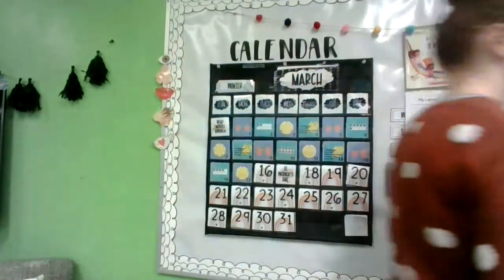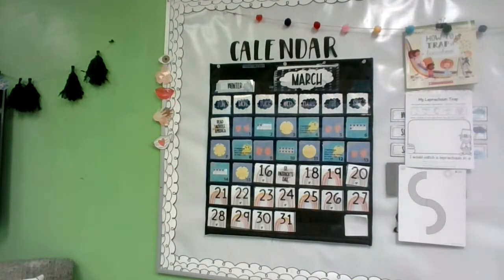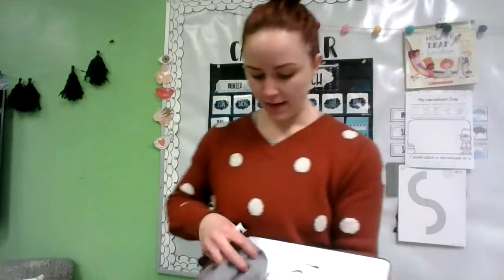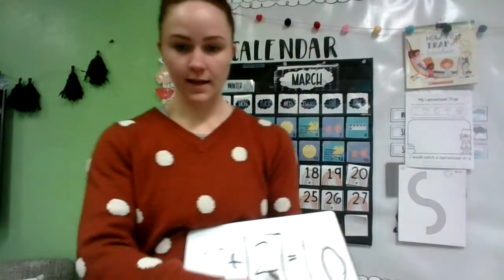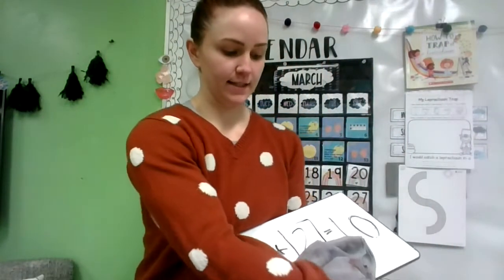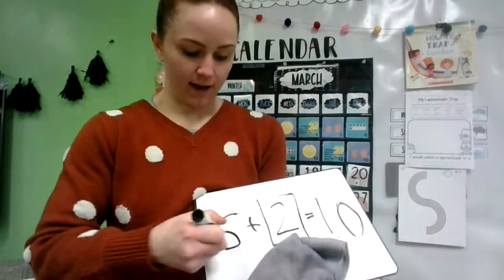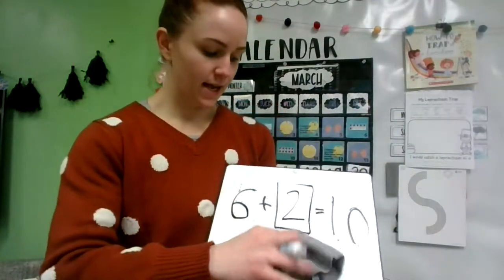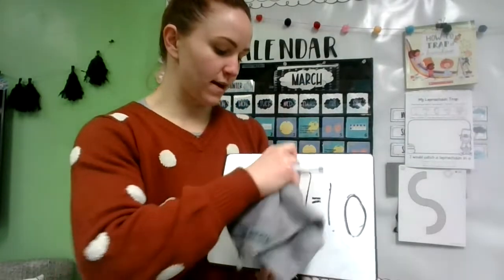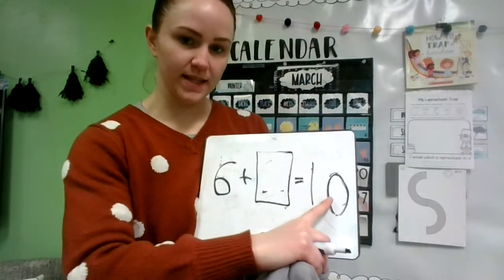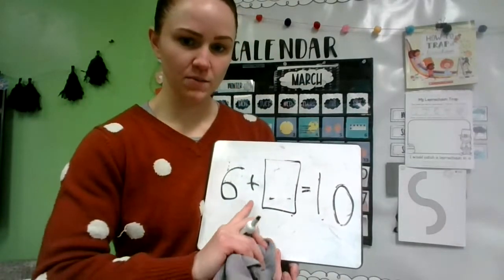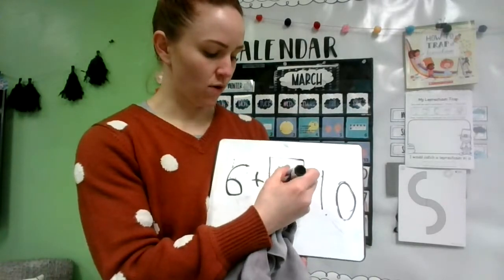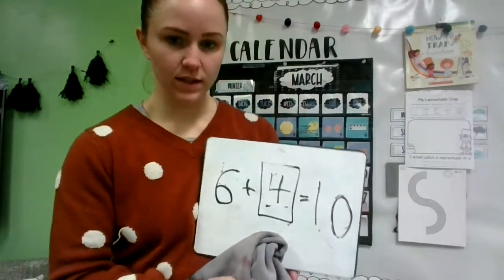So our math sentence will say, how many did we start with? We have 6. Here's that curly six, that curly number six. And how many more do I need to equal or be the same as 10? 6 plus 4 equals 10.